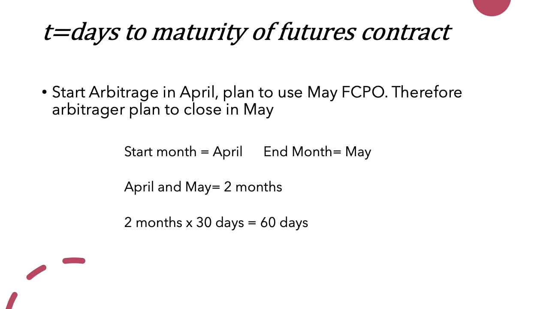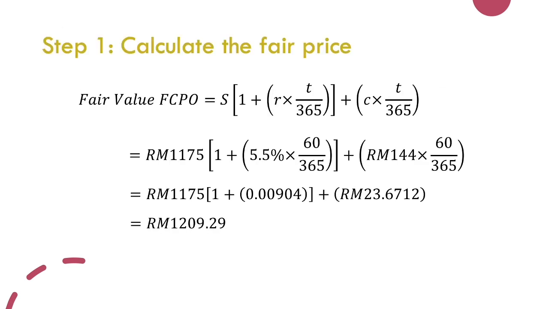Then we need to calculate the number of days to maturity of the futures contract. In this example, the arbitrage starts in April and you plan to use the May FCPO contract. Therefore, the arbitrager plans to close the arbitrage strategy in May. So your start month is April and your close month is May. From April to May, we have 2 months, so 2 months times 30 days means T is equal to 60 days.